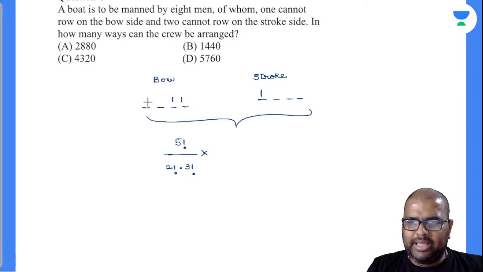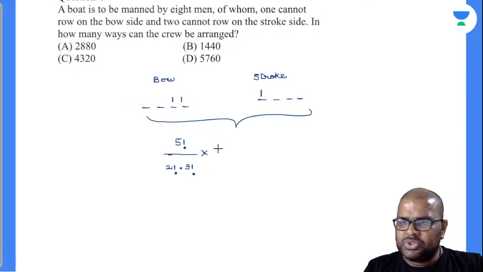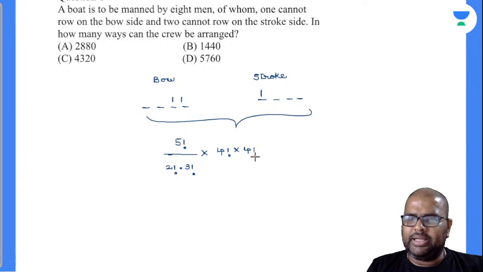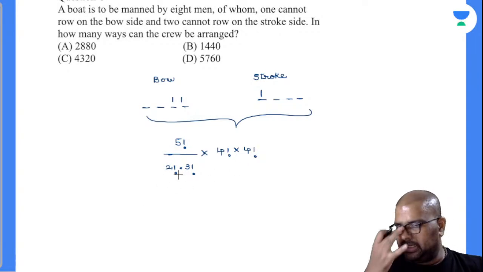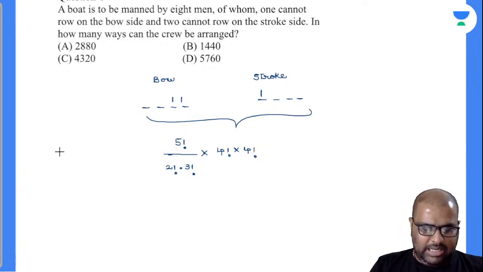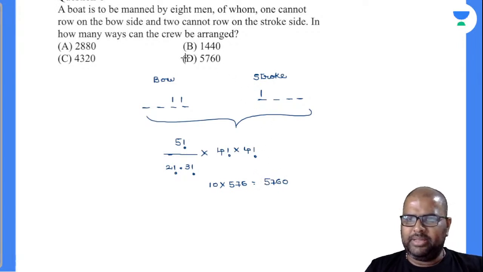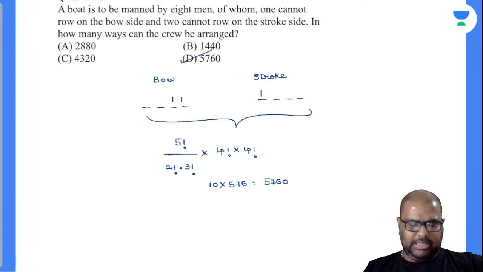This 2 can be here, can be here, can be here. So this is 4 factorial, and again this is also 4 factorial. I hope you are getting my point. So 5 factorial by 2 factorial 3 factorial is 10, and 10 into 24 into 24 is 5760. Yes, Raghav, your answer is right. Option number D is true.